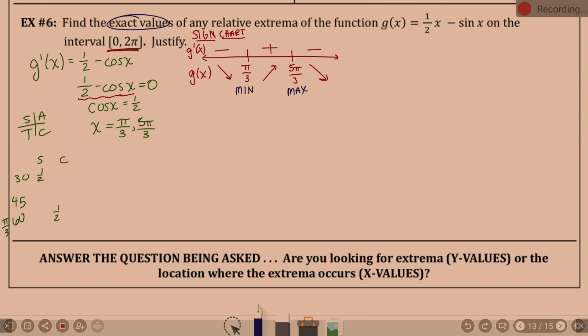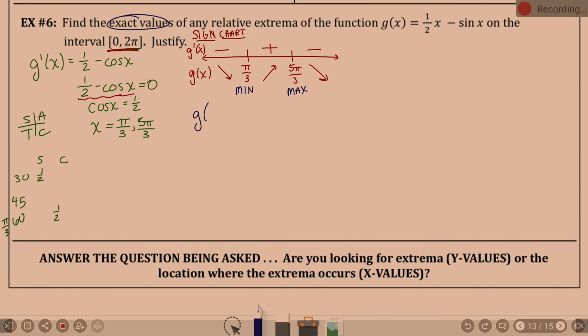Okay, so when it says find the exact values of any relative extrema, we're looking for the y values. It's not just asking me where are the mins and maxes. We plug it into the original. Last problem said determine the x values of the local extrema. Here we're plugging them in because we want to know the exact values. Plugging them in where? The original.